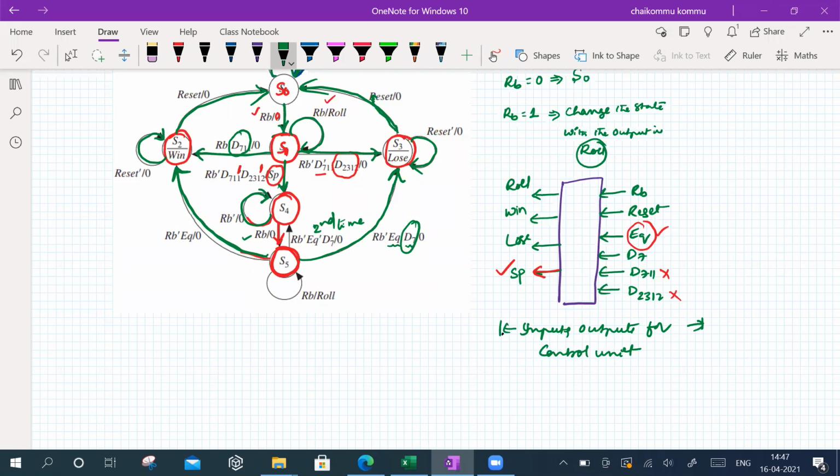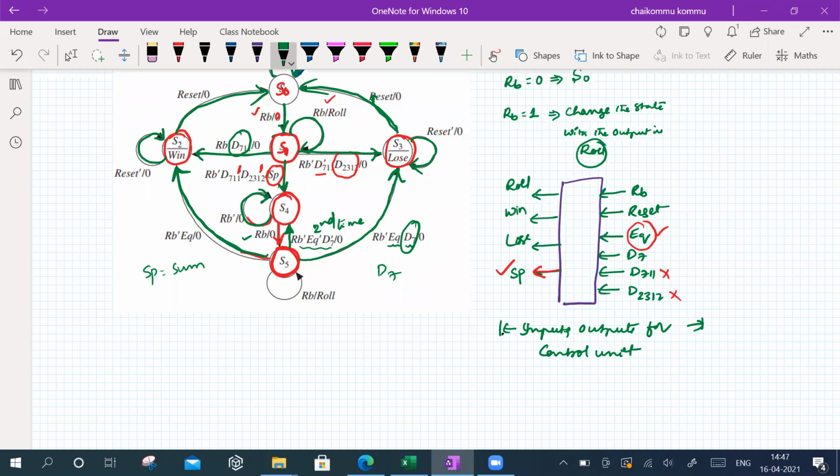So neither of these two has happened. The SP value is not equal to the current sum value, and D7 also did not come here. Then what it has to do, that means this is the operation: it has to go to the previous state, which means that I want to roll the button again.